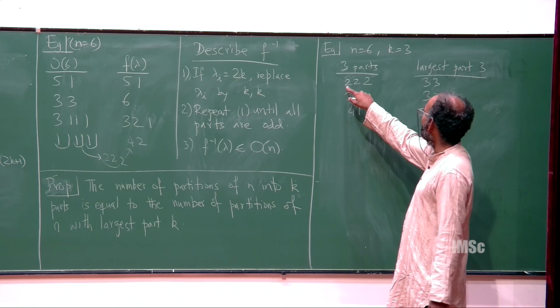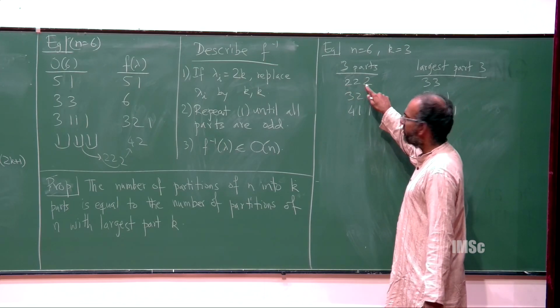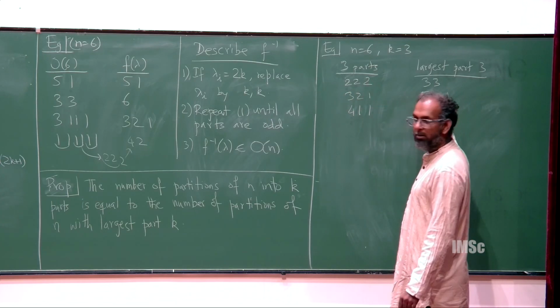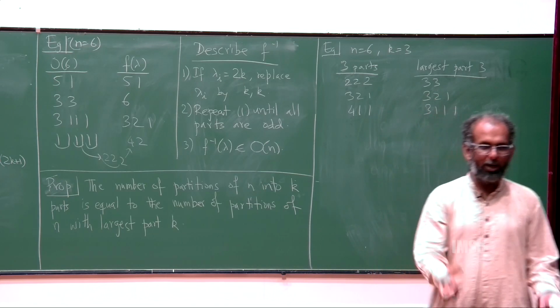But then this will become 3, 1, 2. That's not a partition. And if you take it from here, then you'll again get 3, 2, 1. So both of these will map to 3, 2, 1, right? That's tricky. So there's a new idea here.